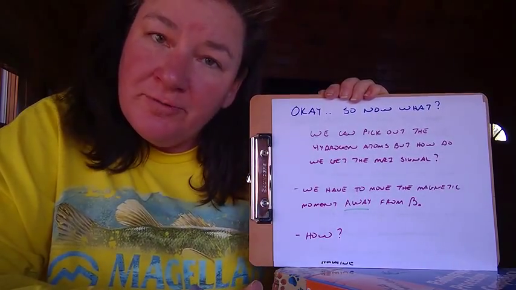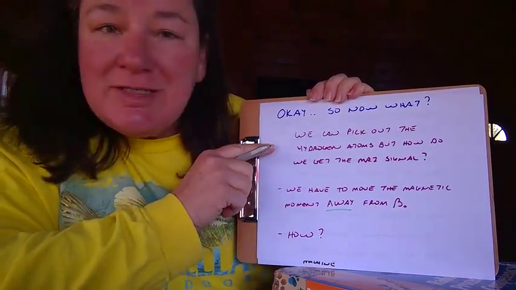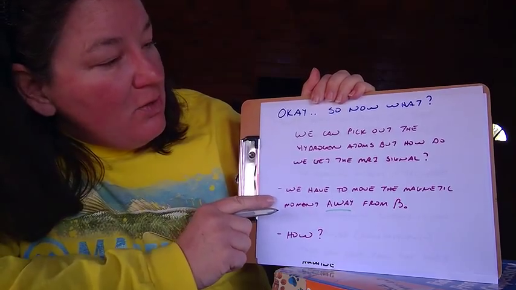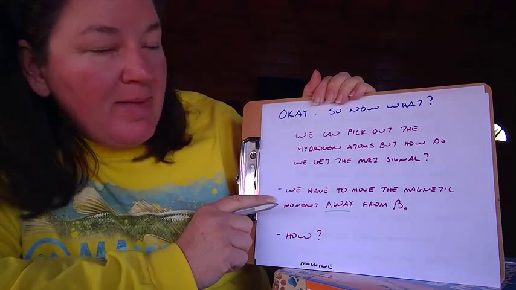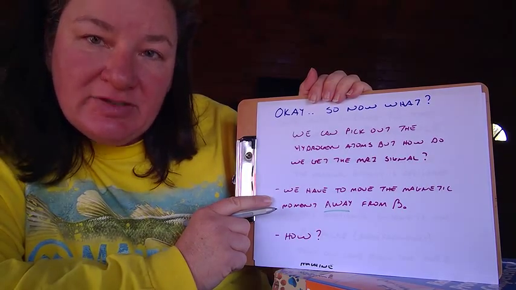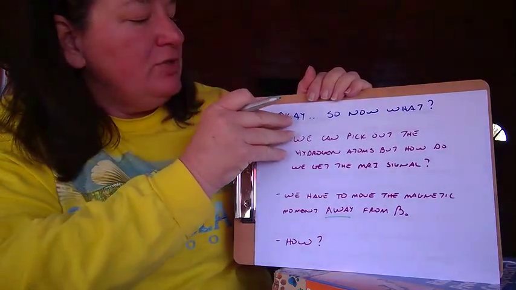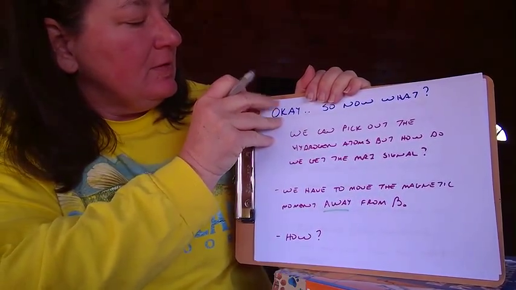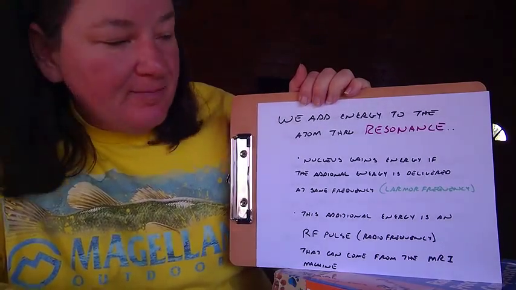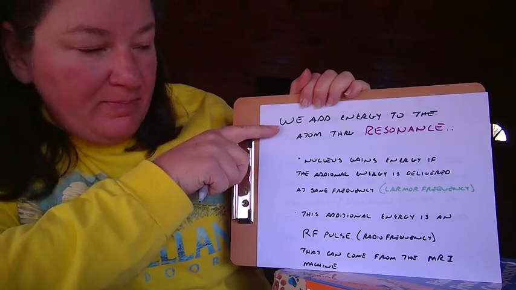So now you're asking, wonderful, we're able to pick out the hydrogen atom specifically. We still don't know how we get our MRI signal. Well, basically, we have to move that magnetic moment away from the external magnetic strength. How? Good question. We do that through resonance.